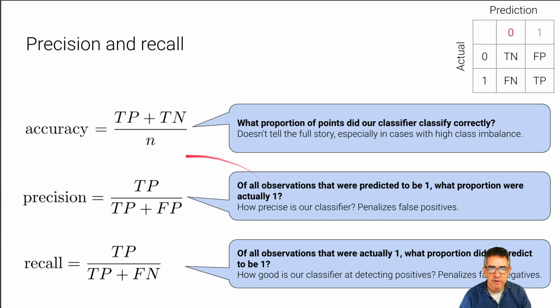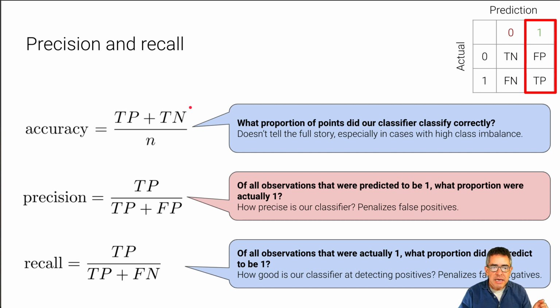Accuracy is the one we've already talked about. This is the ratio of true positives plus true negatives. So it's the sum of the elements of the diagonal of the matrix divided by the total number of observations, divided by every possible data point, right? But as we saw already, it's a useful quantity to think about, but not the whole story, especially in cases with high class imbalance. So this is where we introduce precision and recall, two other quantities computed from the same table.